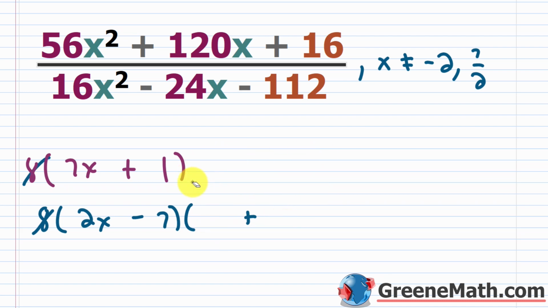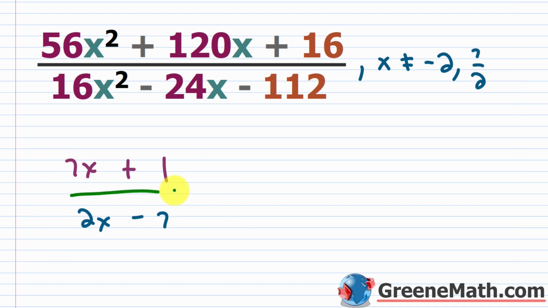Let me get rid of this. And you can actually remove the parentheses. Don't need them in this case. And just put a fraction bar. And then I'll just say x is not equal to negative 2 and then 7 halves.